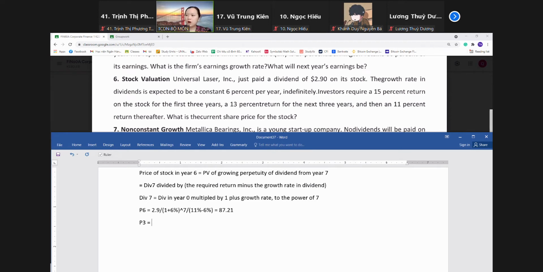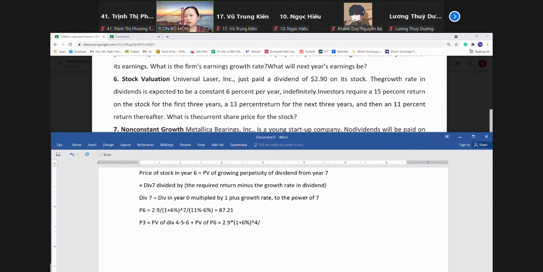So what cash flow do we get from year 3? The present value of dividends in year 4, 5, 6, and the present value of the stock price in year 6. Right? So from year 3 to year 6 we have 3 periods. Then the number we have right here is 2.9 multiplied by 1 plus 6% to the power of 4, right?